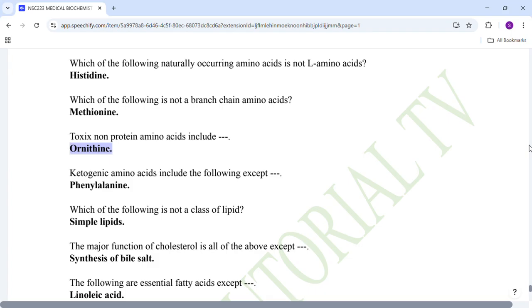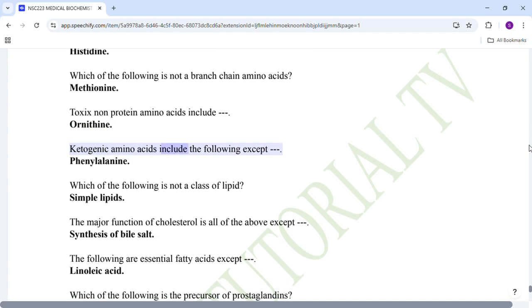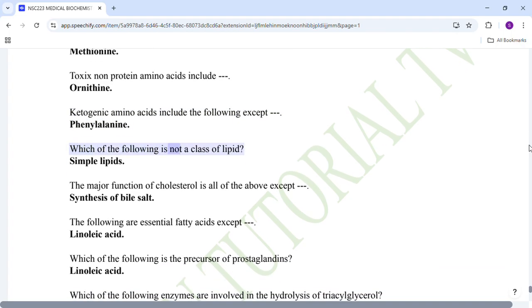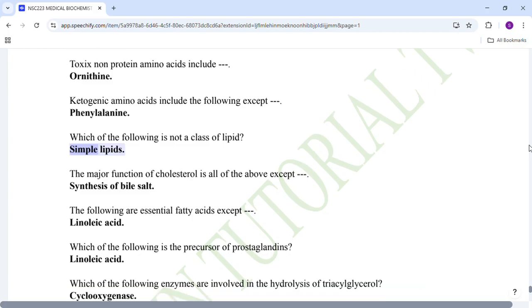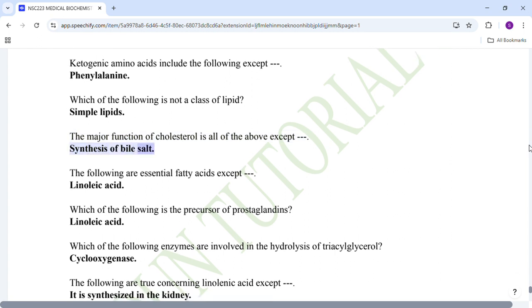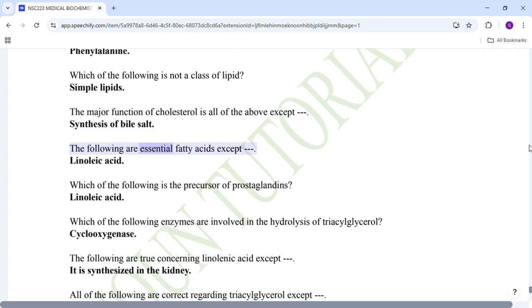Ornithine. Ketogenic amino acids include the following except dash dash. Phenylalanine. Which of the following is not a class of lipid? Simple lipids. The major function of cholesterol is all of the above except dash dash. Synthesis of bile salt. The following are essential fatty acids except dash dash.